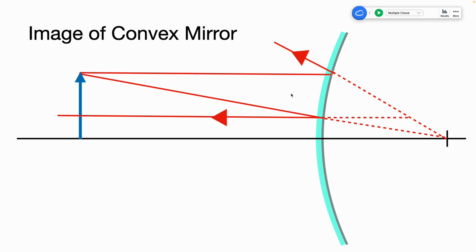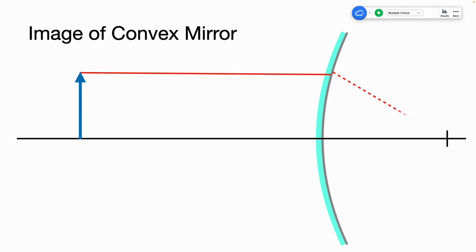So the reason we choose these two light rays is because we know how they will be reflected. And once you have two light rays, you can find the location of the image.